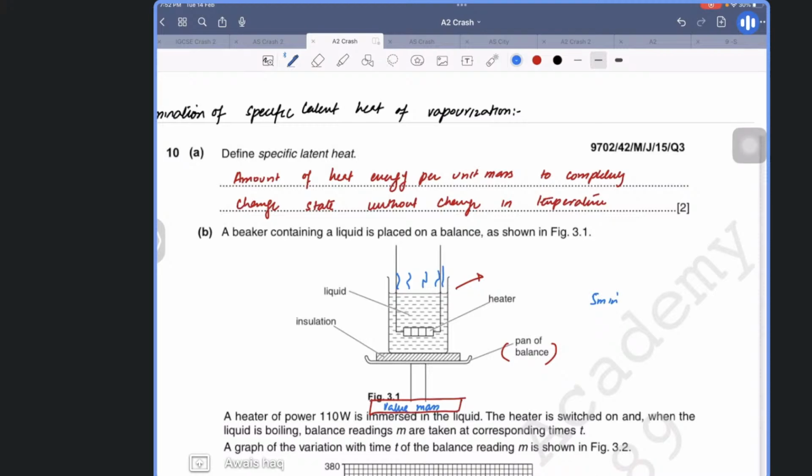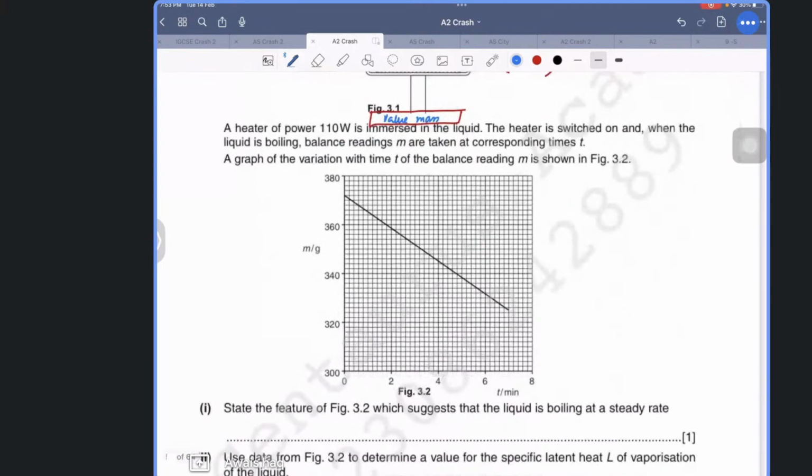So now let's look at what's happening here. Right now they have given a graph after taking different times, and it says state the feature which suggests the liquid is boiling at a steady rate. Do you guys know what that feature is? Rate would be mass over time, right? So mass over time would give us the gradient. So that would be the gradient of the line, right? So that's easy.